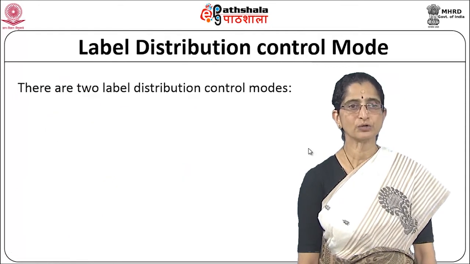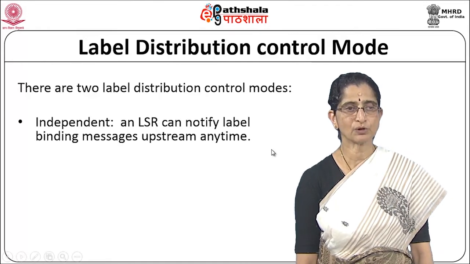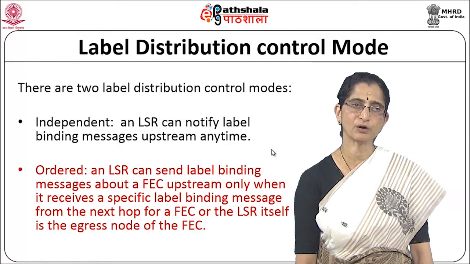Similarly, there are also two label distribution control modes. What we mean by this is something called an independent mode, and then we have something called an ordered mode.